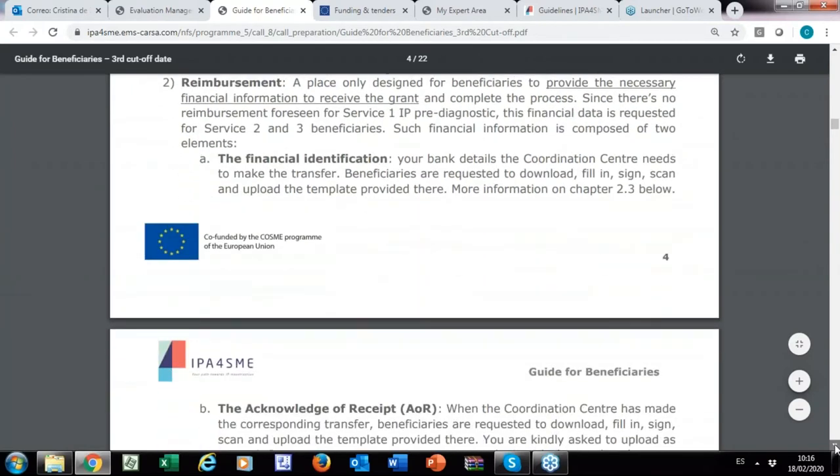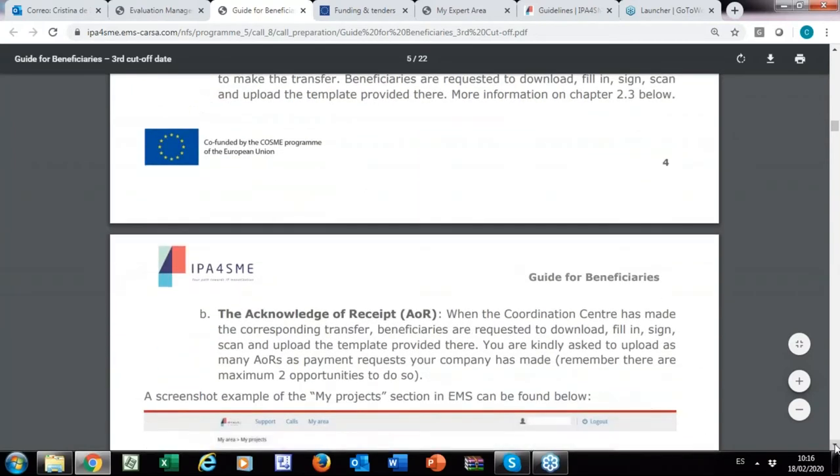And the other is the acknowledgement of receipt. This is something that we also need to have from you, a template you can download, fill in, and upload again. This is a justification for us that we have transferred the grant to you. So you are asked to do this only after you have received the grant from us. Okay, so that is the main purpose of this.